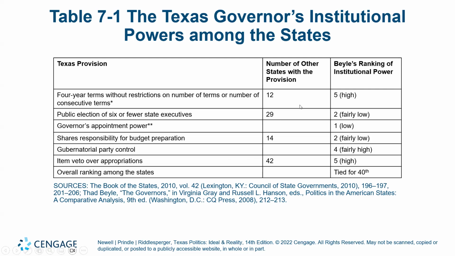So going back to over here, because the governor does not have the ability to appoint these people, that's why it's considered rather low here. Shares responsibility for budget preparation.